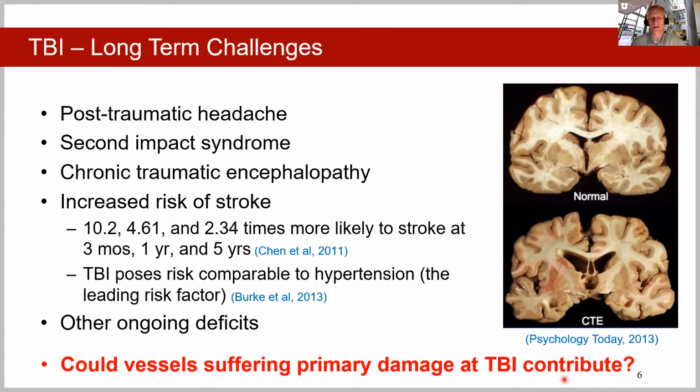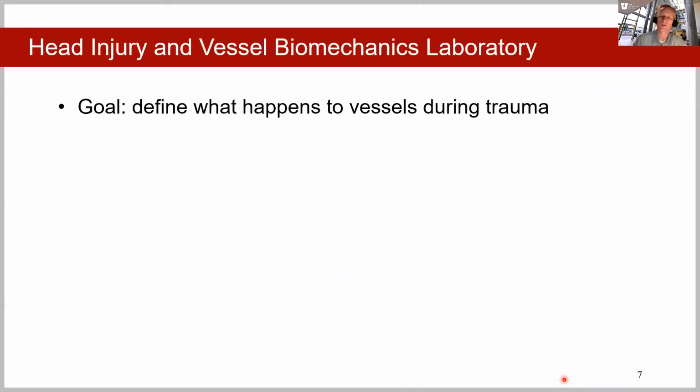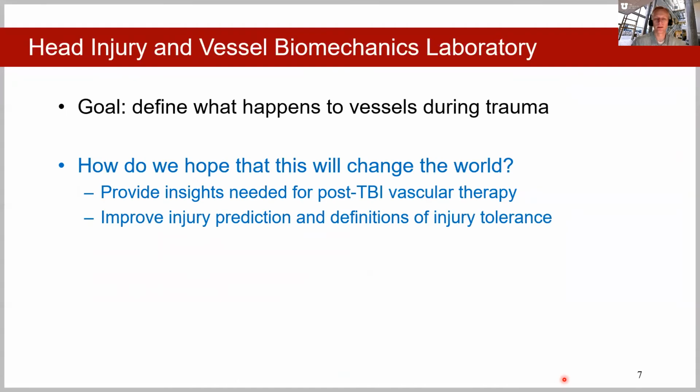Okay, so one of the questions that I and my lab are very interested in is, could vessels that are damaged, maybe subtly, right, so they're not bleeding in a traumatic brain injury event, could they contribute to some of these long-term challenges? All right, so the goal of our laboratory is to define what happens to vessels during trauma.